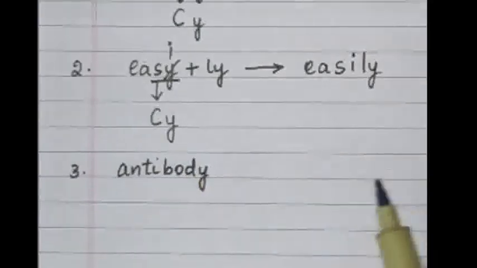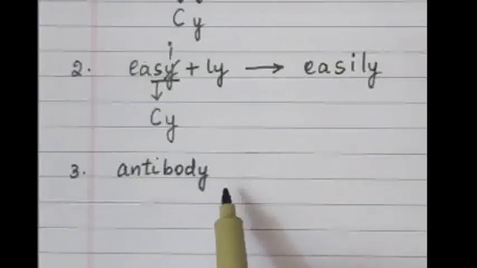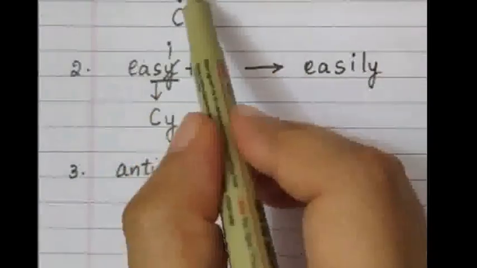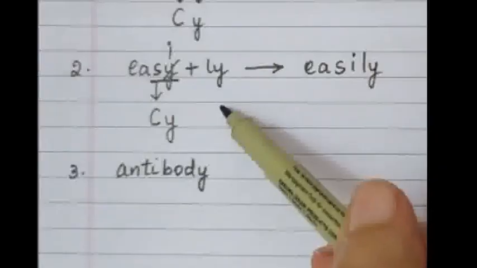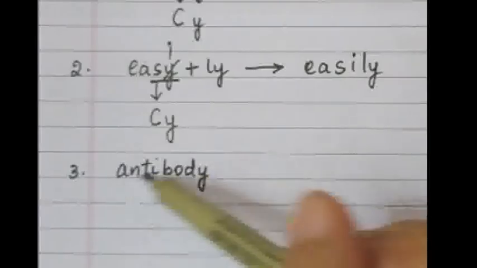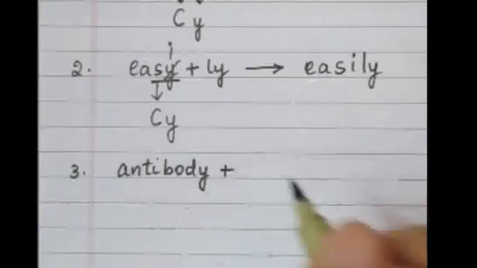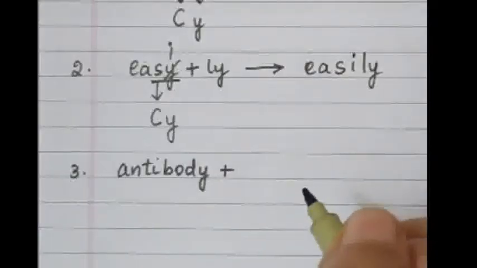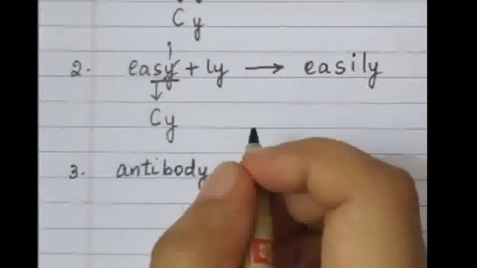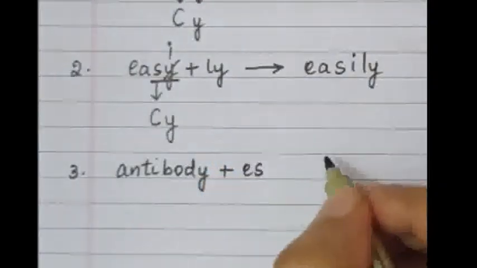Antibody. ANTI is the prefix. BODY is the base. So this is not a base. See, baby was a base, easy was a base, but antibody is not a base. It is a stem. It already has a prefix and a base. I want to make this plural. I want to check for antibodies in my blood, not just one antibody. So I'll add the suffix es to it. What happens?